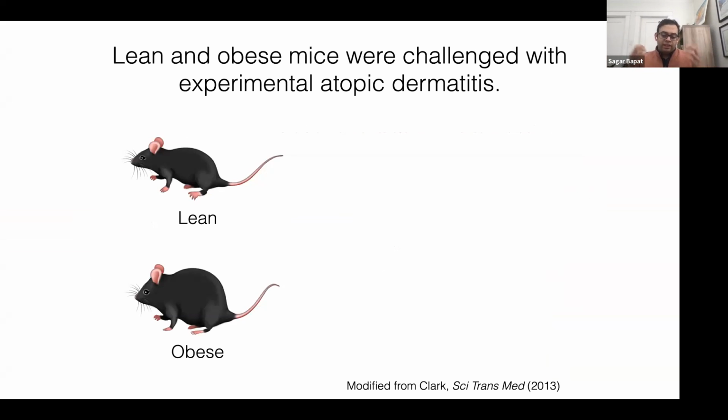So we said, okay, well, let's do this first experiment, and that is, let's take a lean mouse and an obese mouse. This is a mouse that was given a high-fat diet for 8 weeks versus the age-matched lean mouse. Let's give it a model of atopic dermatitis and see what happens.